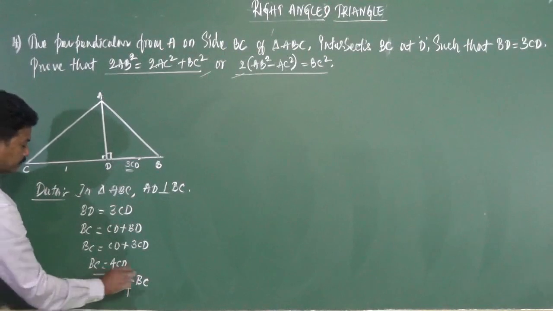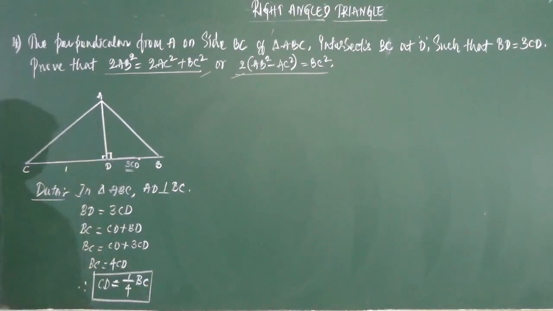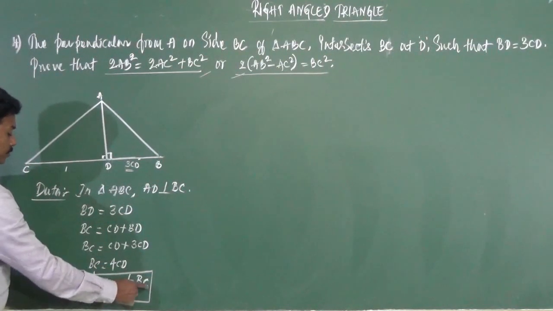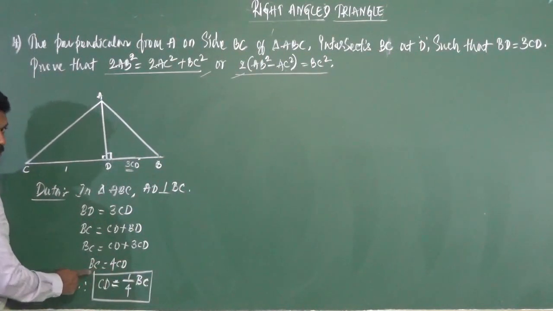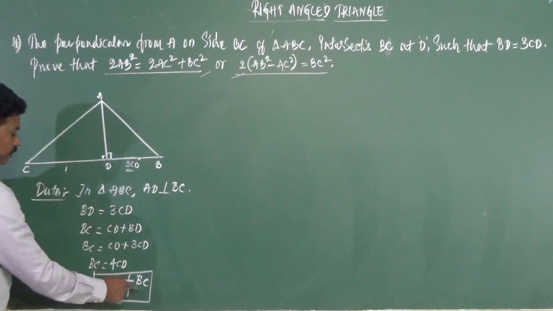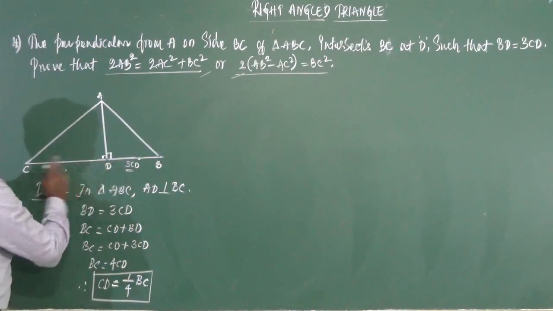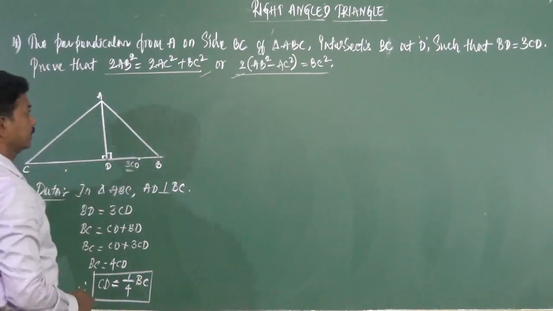So it's a very important result. So let it be in the data. So CD is equal to 1 by 4 BC, that is, 4 comes to the denominator here. So CD is 1 by 4 BC. The length of CD is 1 by 4 the length of BC, right?